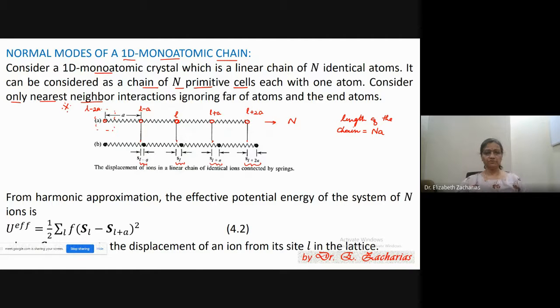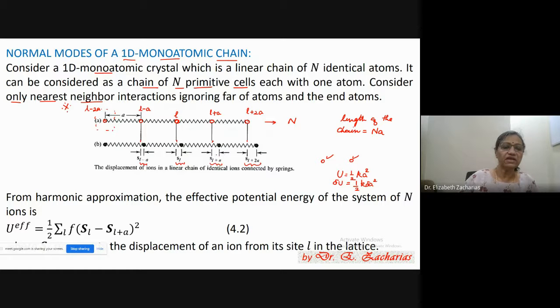If there is a displacement away from equilibrium position, we have already seen in the last class that if I take two atoms like this, then there is a potential energy. The change in potential energy is half K delta A squared. We have already seen that in the last class. But this is for a two body system.